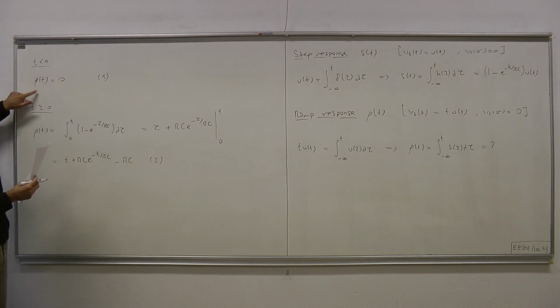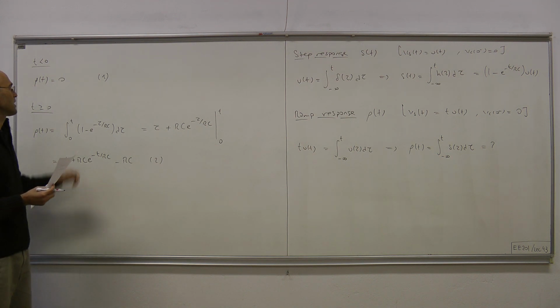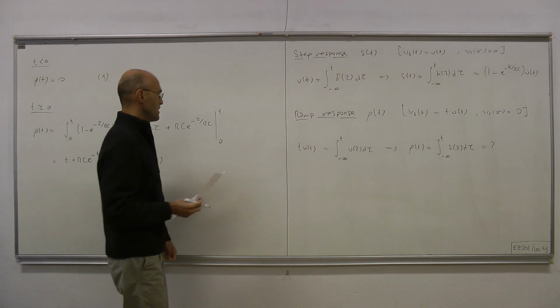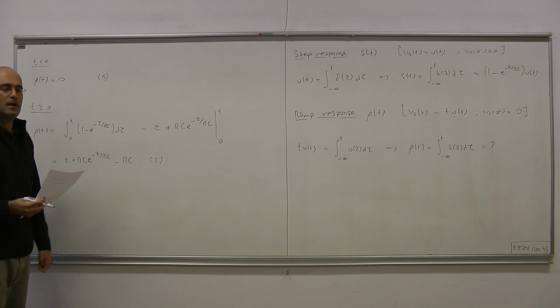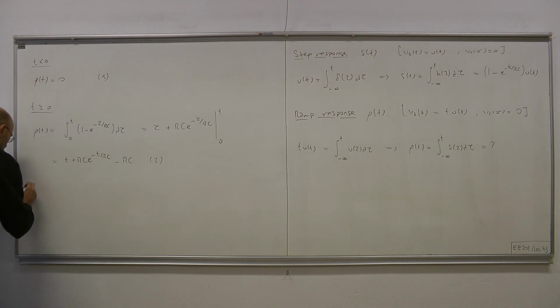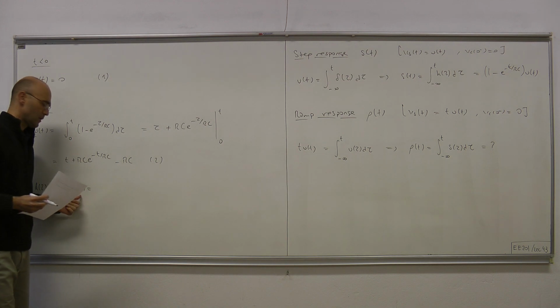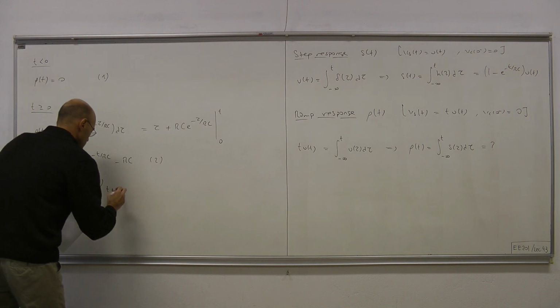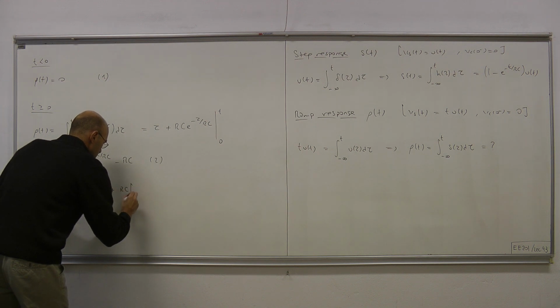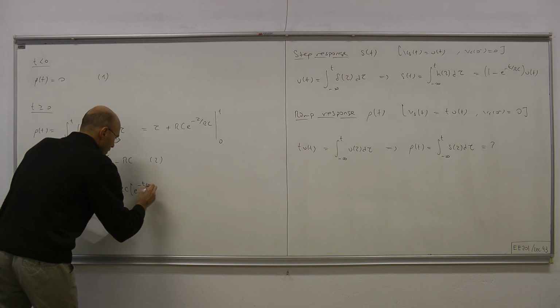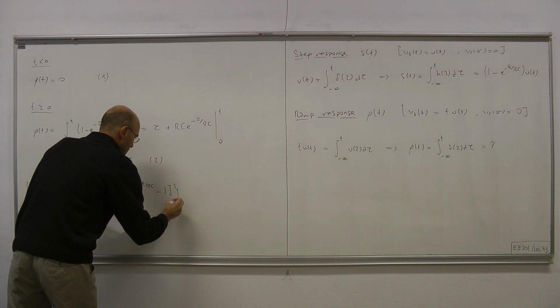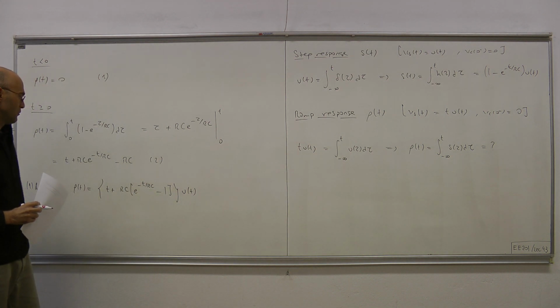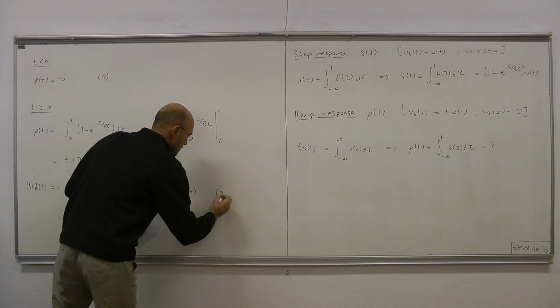So for t negative, rho of t, the ramp response, is 0. For t positive, rho of t is this. Therefore, we can combine 1 and 2 using the step function u of t and write it as a single expression. So 1 and 2 together imply that the ramp response rho of t equals t plus RC e to the minus t over RC minus RC, everything multiplied by the step u of t. Let's call this equation 3.